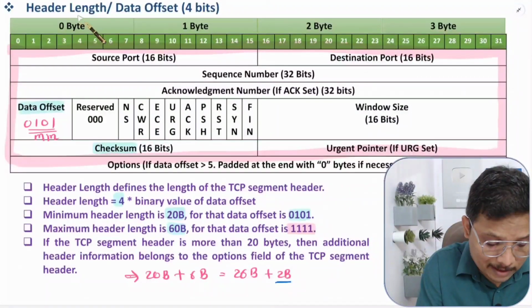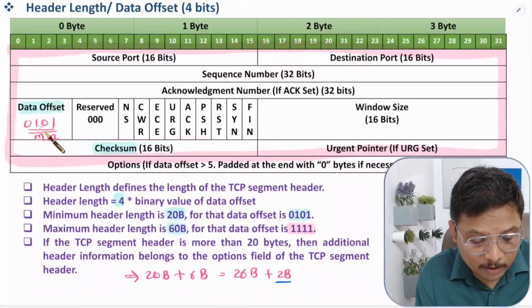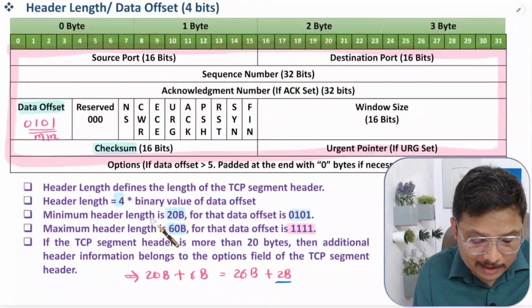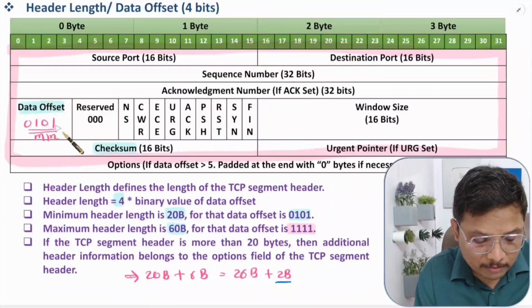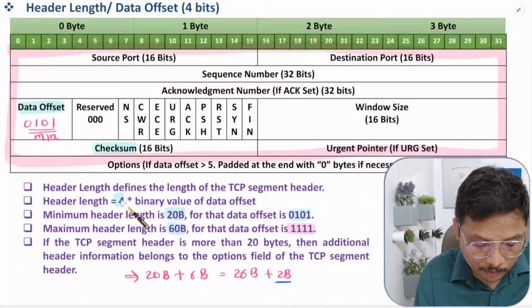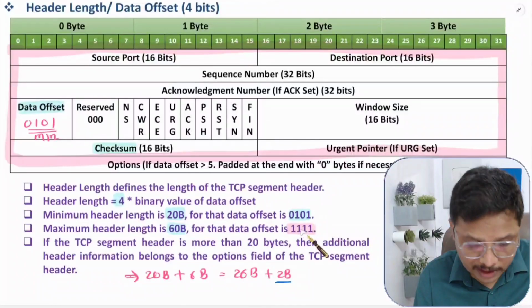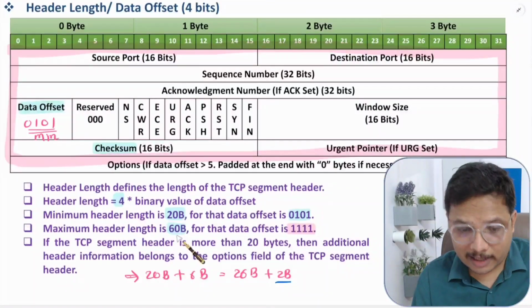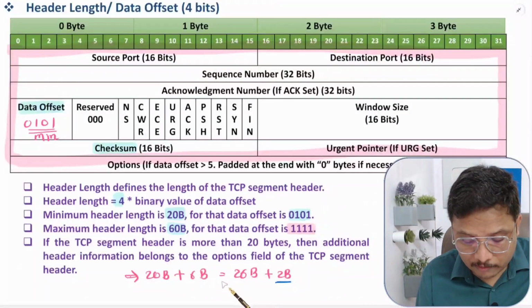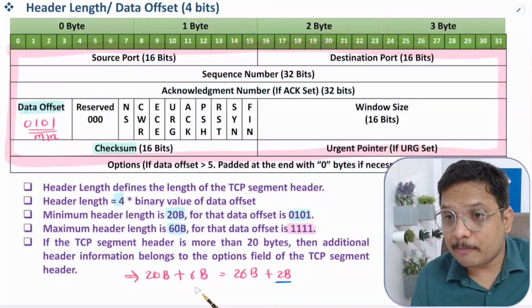So header length is getting computed as 4 into the binary value of this data offset. Minimum header length is 20 bytes. In that situation, this data offset will be 0101, meaning 5. So 5 into 4, that is 20. Maximum will be 60, as this is 1111, that is 15. 15 into 4 makes it 60 bytes. But as and when you have an options field which is having some value, in that case you will have to do additional padding.